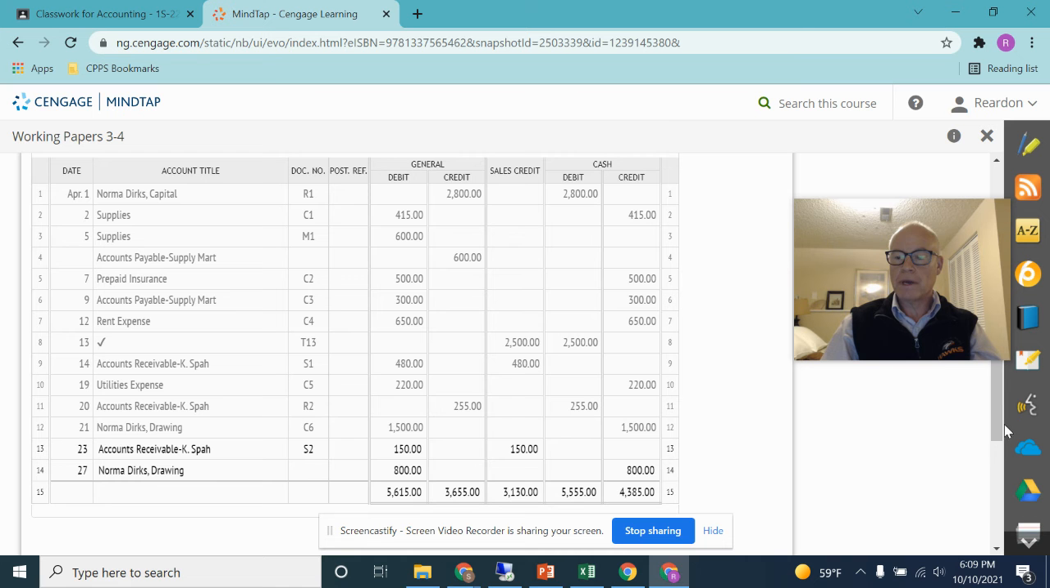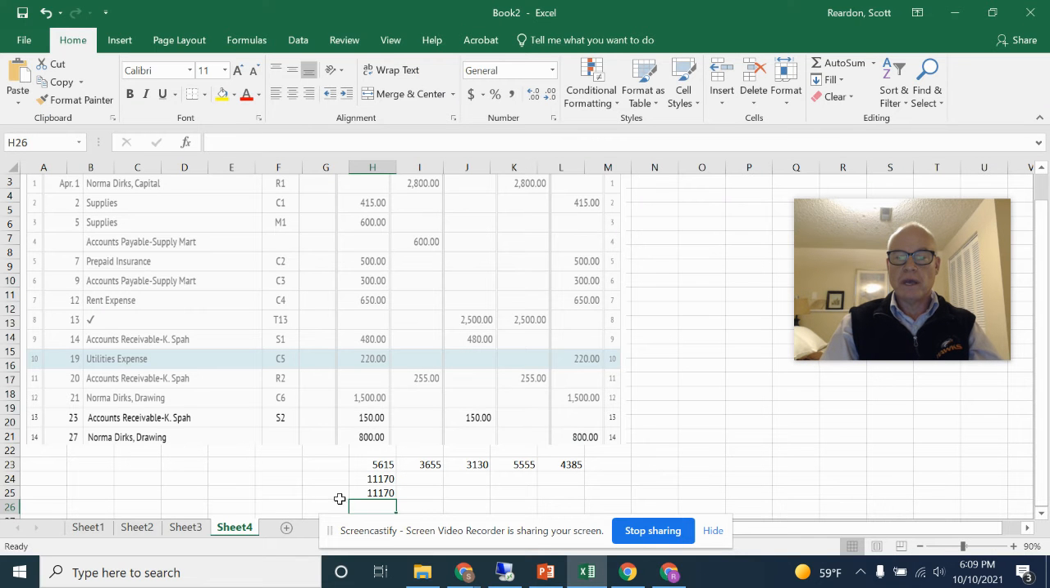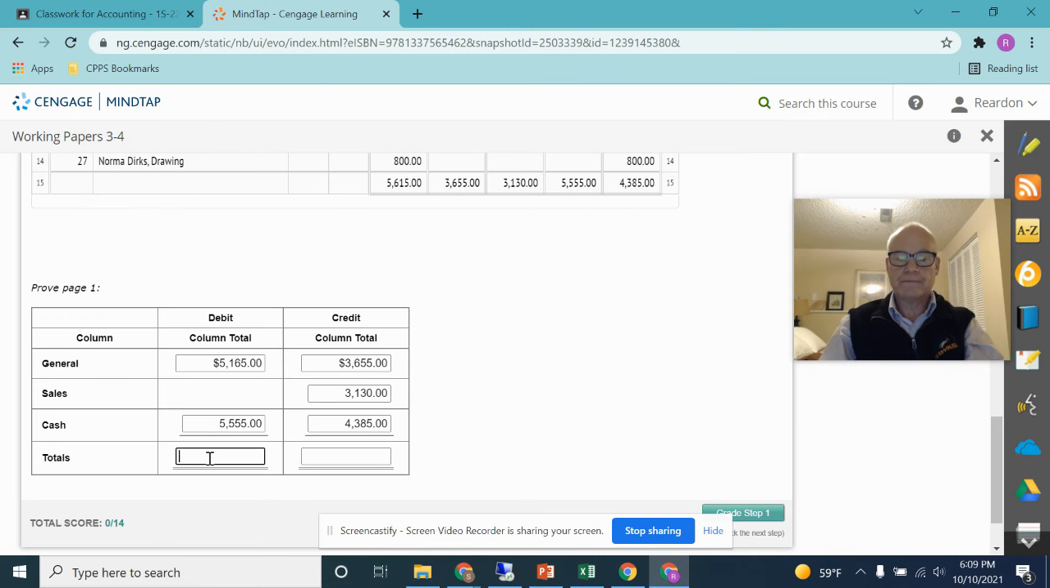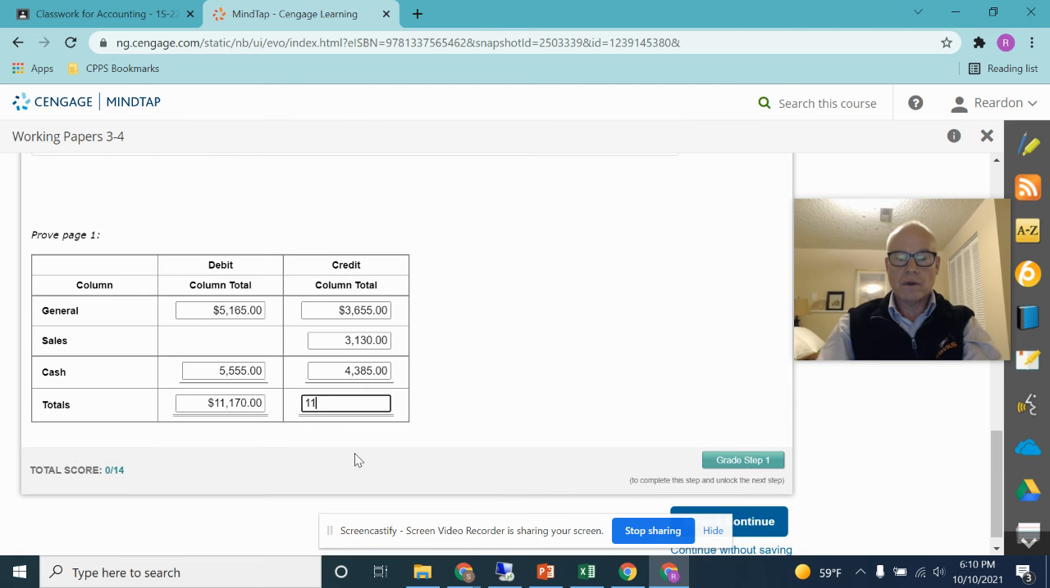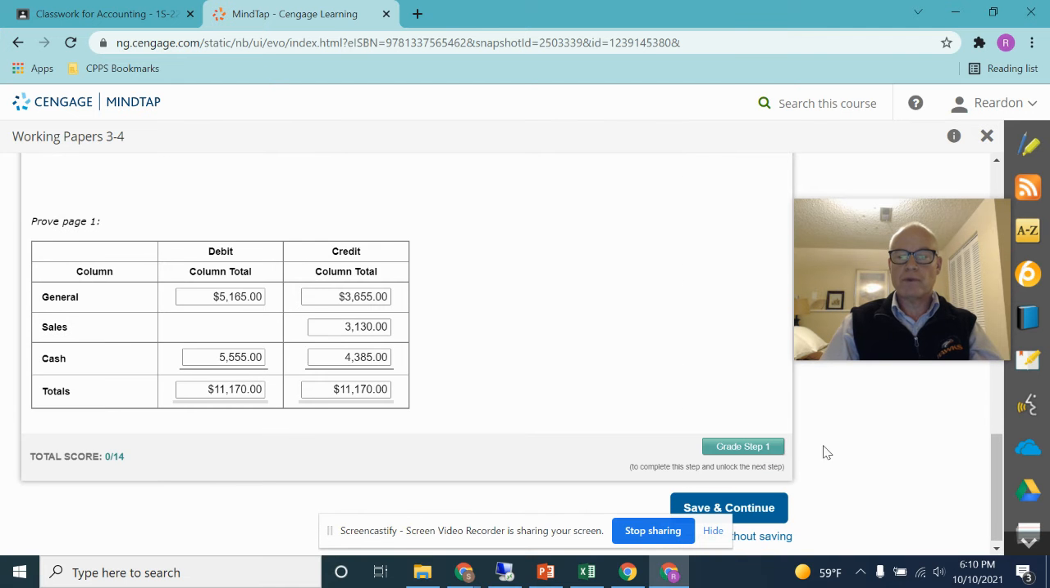All right, come down here. 5165. General debit, general credit 3655. Sales credit 3130. Cash debit 5555. Cash credit. I'm just transposing, taking all those numbers and dropping them down below here. My total was 11,170. Debits equal credits from my first page of my journal. Should be good to go.